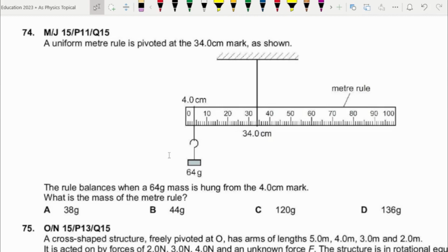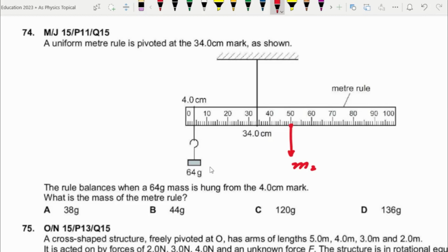So here we need to find the mass of the meter rule. It is a uniform meter rule, so the mass would be exactly at the middle point. I can call it M2, and the first one is your M1. So we'll be applying the principle of moments in terms of the masses. You can also apply the principle of moments in terms of force, but you can also apply it in terms of mass.